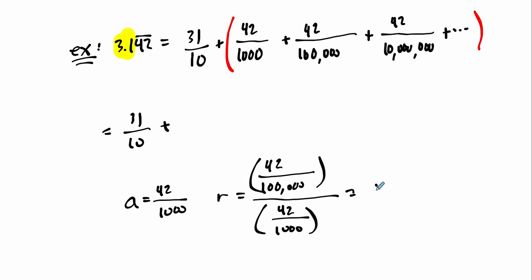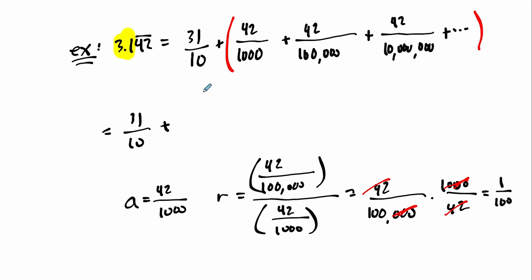Well, it means we have 42 over 100,000 times 1,000, the reciprocal, over 42. The 42s cancel. These two zeros cancel with those two zeros. These three zeros cancel with these three zeros, and we have 1 over 100. That's our R value, 1 over 100. So the absolute value of R is less than 1, so we can use our infinite series formula. And that, if you remember, is A over 1 minus R.